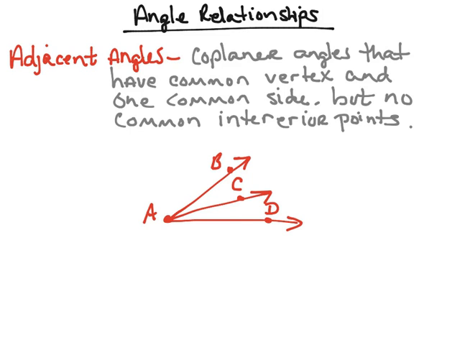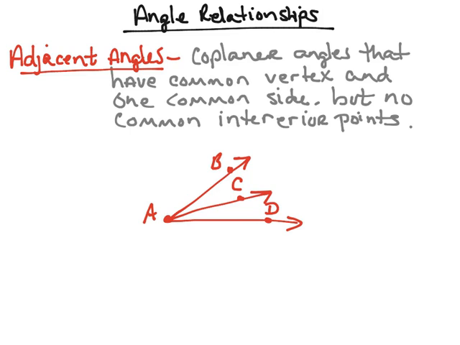Alright, we're going to take a look at some angle relationships. First thing we're going to look at is what we call adjacent angles. Now, adjacent angles are coplanar angles that have a common vertex. They also have one common side, but no common interior points.